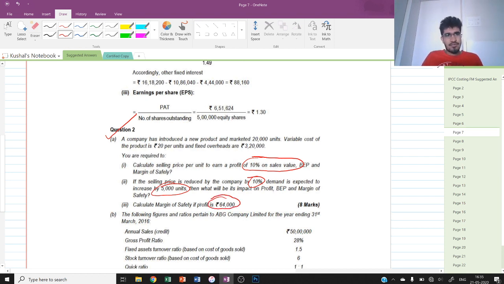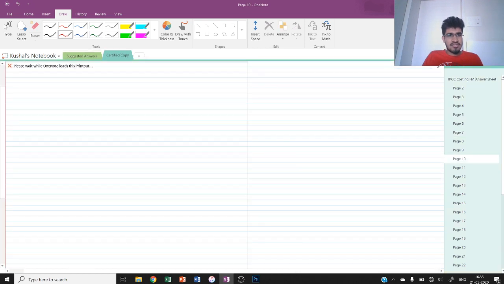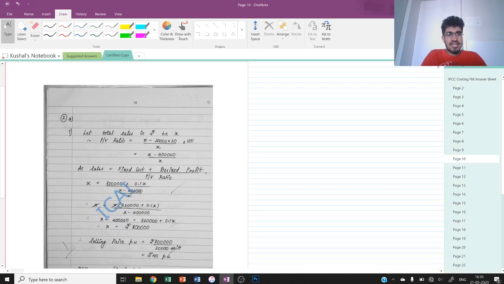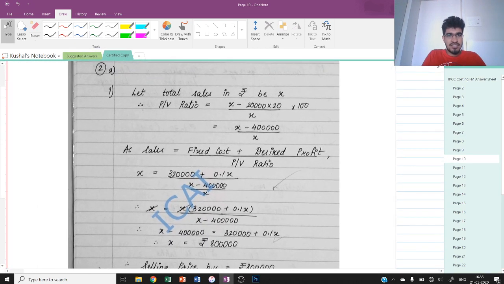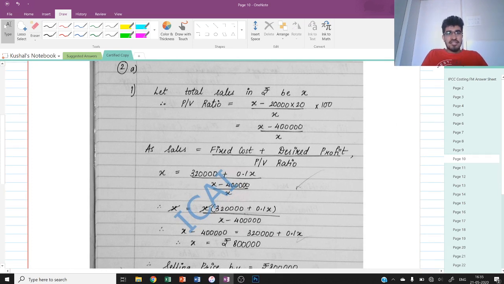This is also a fairly easy question. I'll quickly show you how I had written it in my certified copy so that you get an understanding of how to present in the examination. I just assumed that the total sales in rupees would be X. So let total sales be X. PV ratio is X minus 20,000 into 20. PV ratio is nothing but sales minus variable cost whole upon sales into 100. Sales minus variable cost is nothing but contribution.